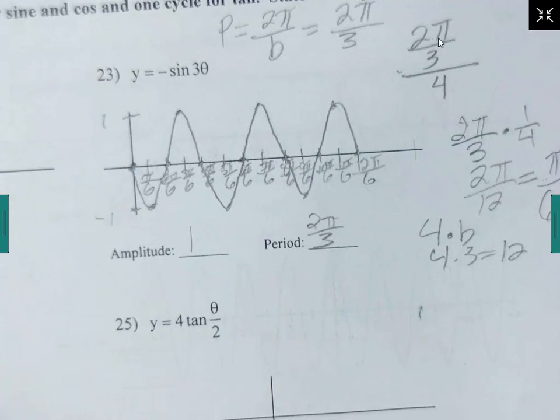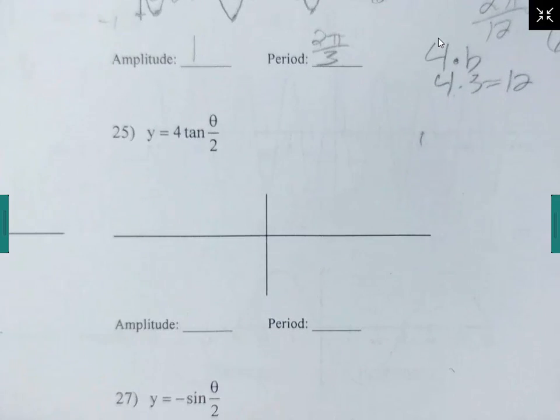Okay, we're good here? All right, let's go to number 26. Do you want to do it together or do you want to do it by yourself? 25? You want to do 25? We can do 25. Okay? I feel like the tangent ones are just easier. But we can definitely do this.